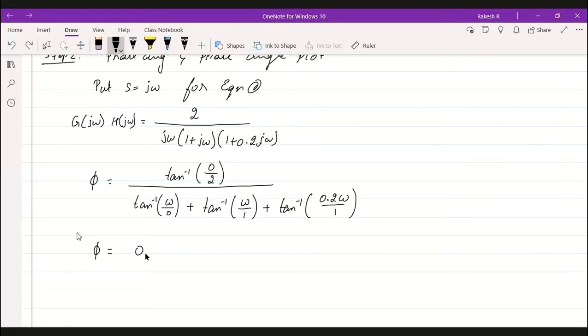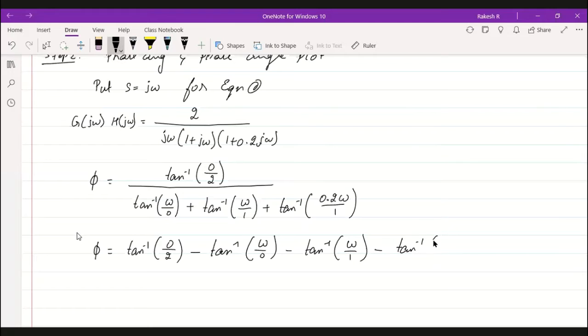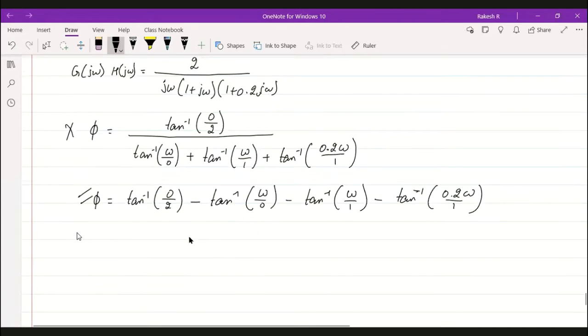So I'll write that equation, that is tan inverse of 0 divided by 2, minus tan inverse of omega divided by 0, minus tan inverse of omega by 1, and minus tan inverse of 0.2 omega divided by 1. This is how you need to express it, not the earlier one. Right? You need to express it in this form. That is, if it is there in the numerator, it is positive. If it is there in the denominator, you need to take it as negative here. Right? Now, we shall solve this one.